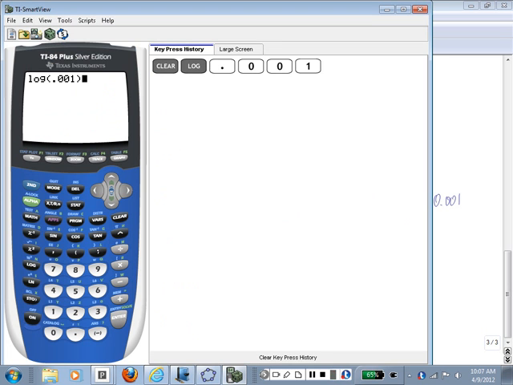Of 0.001. If we're wondering what power 10 can be raised to get 0.001 as the answer, the calculator will tell us it's negative 3. If you raise 10 to the power of negative 3, sure enough, you get 0.001 as the answer.